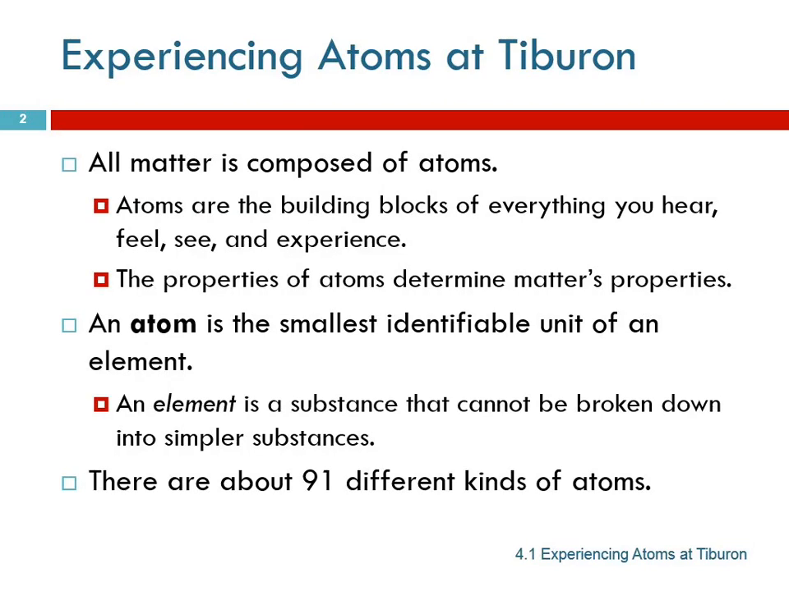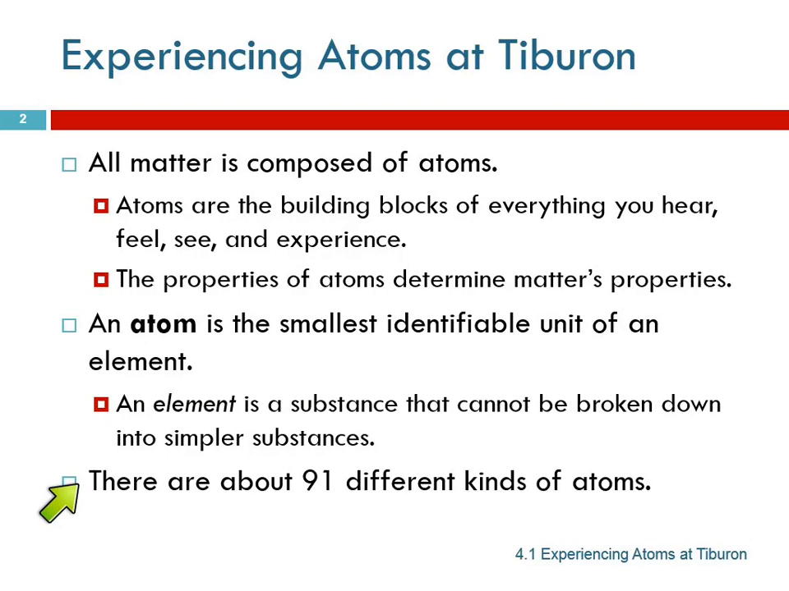An atom is the smallest identifiable unit of an element. You can break atoms into smaller pieces, but then they are not the same. If you take a carbon atom and smash it, it's not carbon anymore. You can't have two halves of a carbon atom and have them be carbon. It breaks into teeny tiny particles and it's not carbon anymore. And when we say element, we mean a substance that cannot be broken down into smaller or simpler substances.